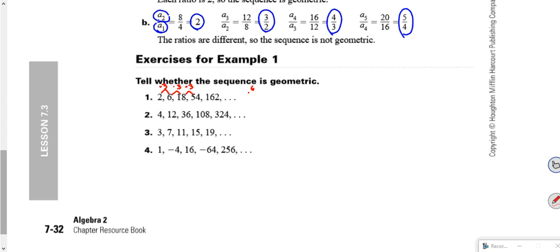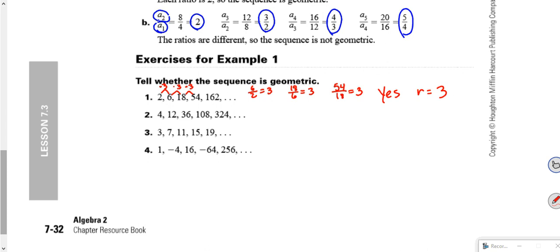So 6 over 2 is 3, 18 over 6 is 3, 54 over 18 is 3. So yes, that is a geometric sequence, and my R would be 3. So when in doubt, if you don't see the ratio, do the fraction thing: the second over the first term, the third over the second term, the fourth over the third term, and do the ratio thing. If not, some of them, like I said, you can just see.